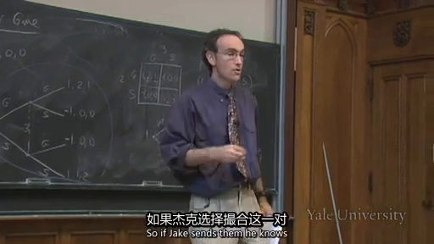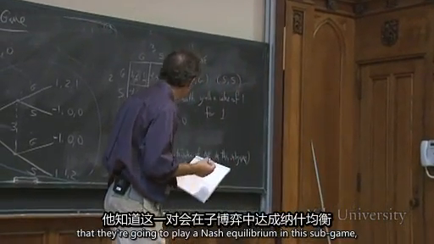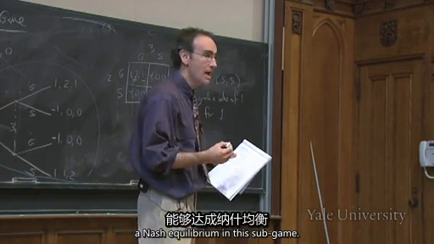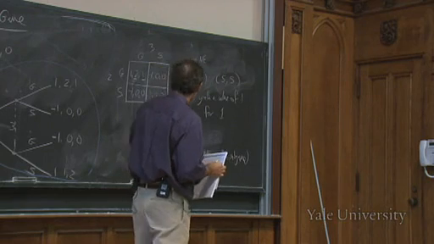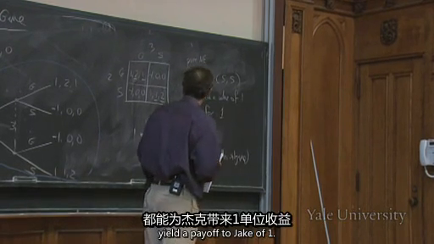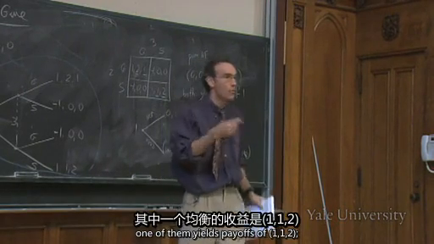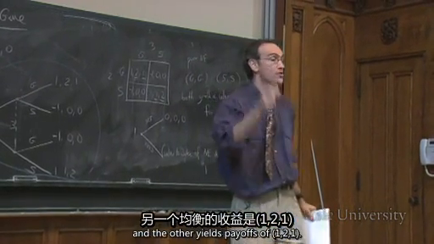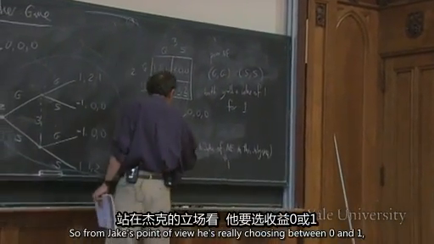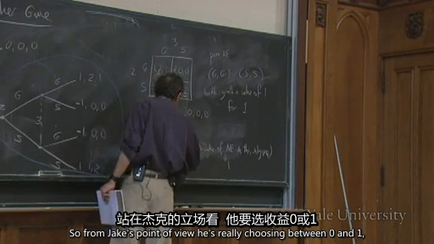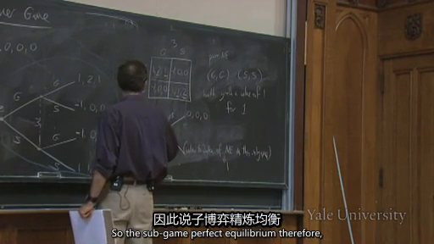Is that right? So if Jake sends them, he knows that they're going to play a Nash equilibrium in this subgame, or he believes they're going to play a Nash equilibrium in this subgame, and either of the 2 Nash equilibria in the subgame yield a payoff to Jake of 1. All right. So actually, one of them yields payoffs of 1, 1, 2, and the other yields payoffs of 1, 2, 1. But since Jake is the only mover here, let's just focus on Jake. All right. So from Jake's point of view, he's really choosing between 0 and 1, so he's going to choose send.